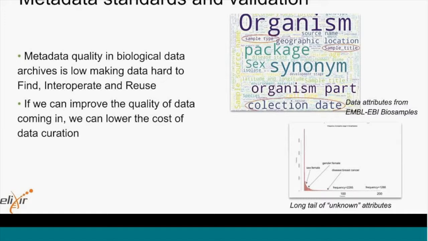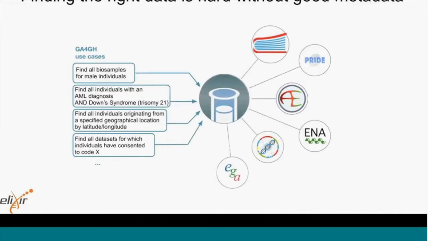This is not great. And if we could improve the quality of the data as it comes in by validating it, then we think we can lower the cost of data curation on our side by having the data harmonized at submission time. The graph at the bottom right shows you the frequency of attributes in Biosamples. So the big peak on the left, that's organism, present pretty much everywhere. And then you have that very long tail of attributes that are used a couple of times in the whole database. Some of them are in between: gender, female, things like that.